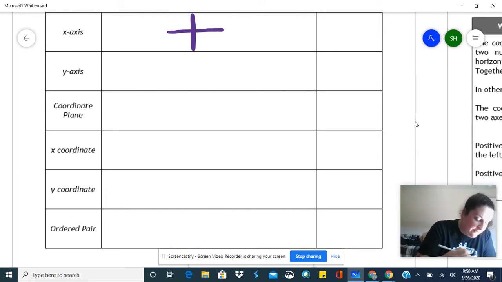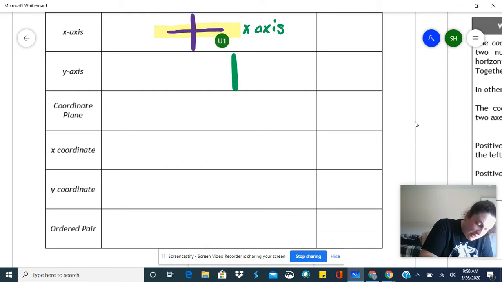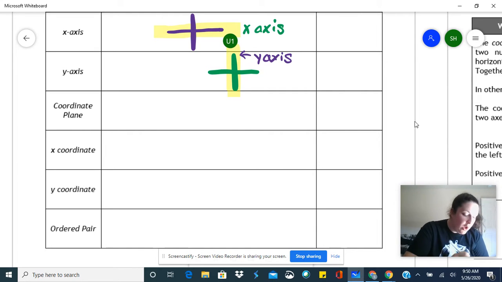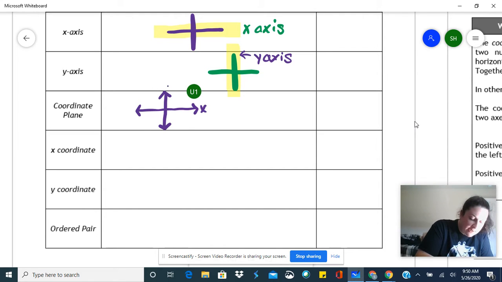Our x-axis is the axis that goes across this way. This is our x-axis, okay? Left to right. Our y-axis is up and down, okay? And that is our y-axis. Your coordinate plane is your entire graph. So this entire thing, this being x, this being y, the whole thing is your coordinate plane.